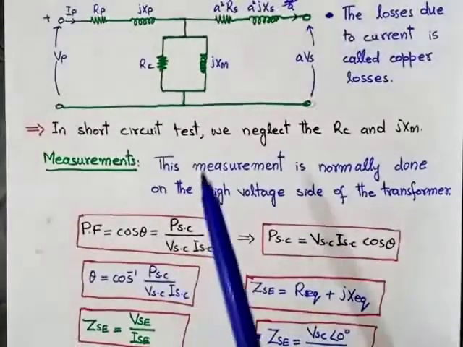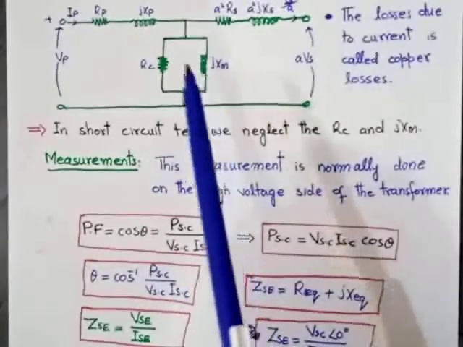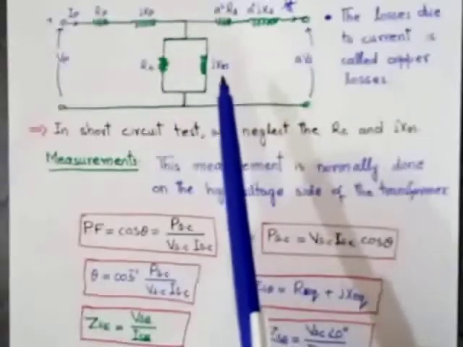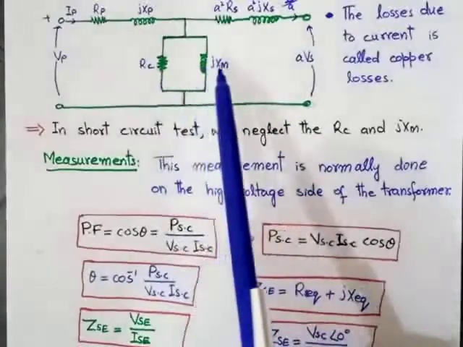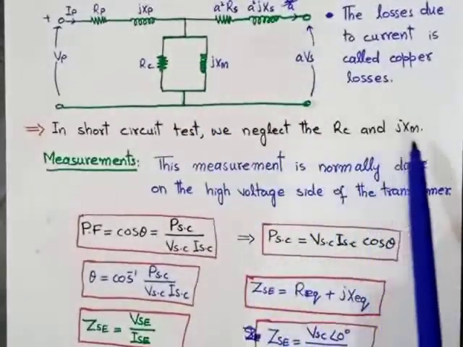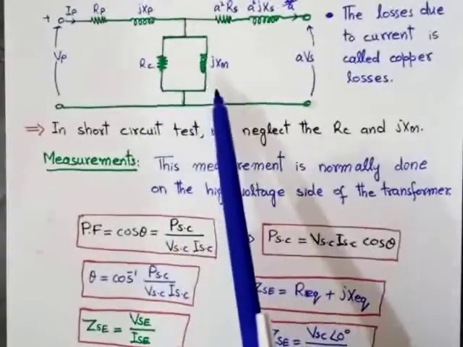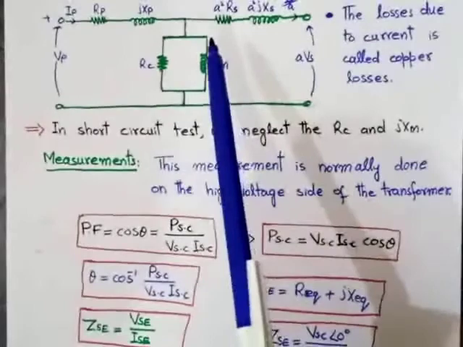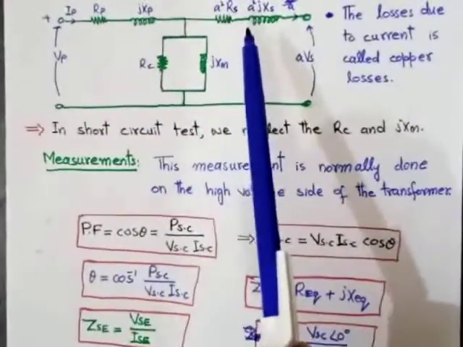As we have already discussed, since the input voltage is so low during the short circuit test, negligible current will flow through the excitation branch, that is through RC and XM. That's why we neglect RC and XM, the excitation branch, in case of short circuit, and we only determine the values of R equivalent and X equivalent.